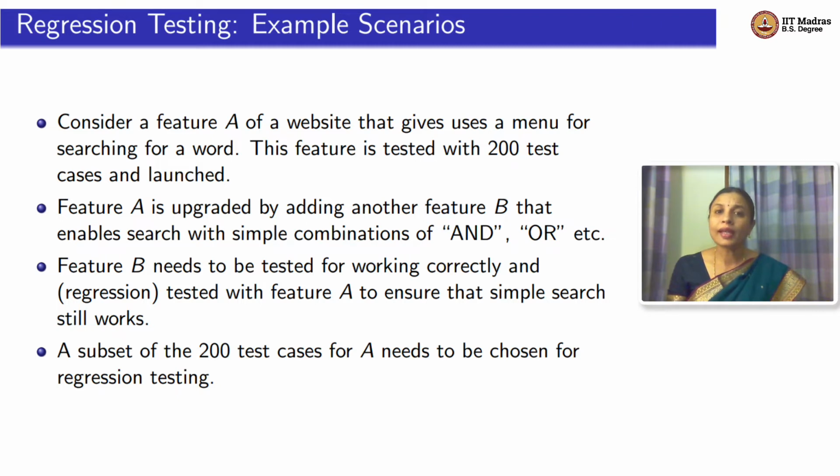So now you have to decide: feature A was tested with 200 test cases. Out of those 200 test cases, do I test with all the test cases once again? Ideally not, because it gets expensive. So which of those 200 test cases do I reuse for testing feature A? And what are the new test cases that I could add or pick from these existing 200 test cases to test for feature B? So this is what we call regression testing. This could come in several different kinds of maintenance activities.